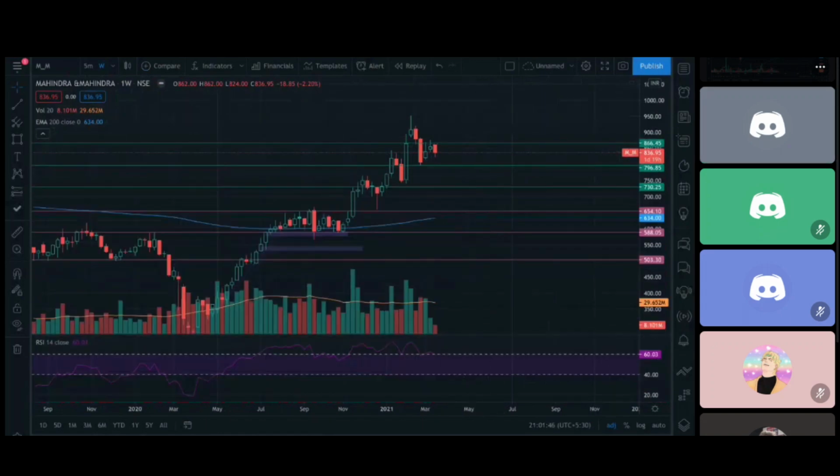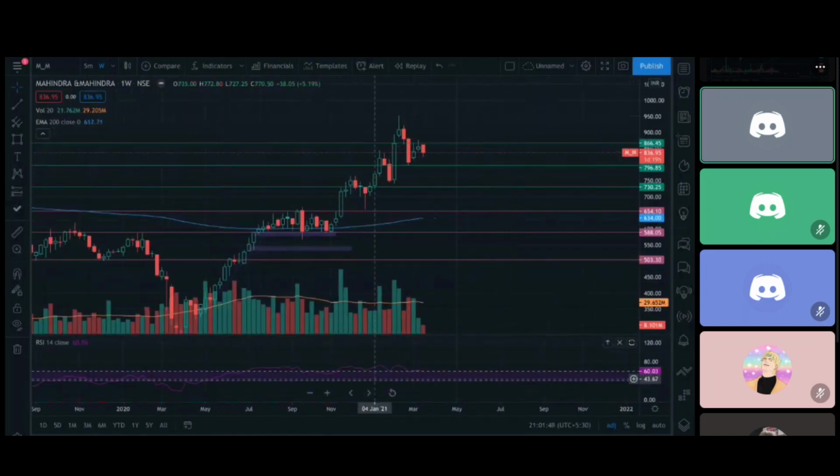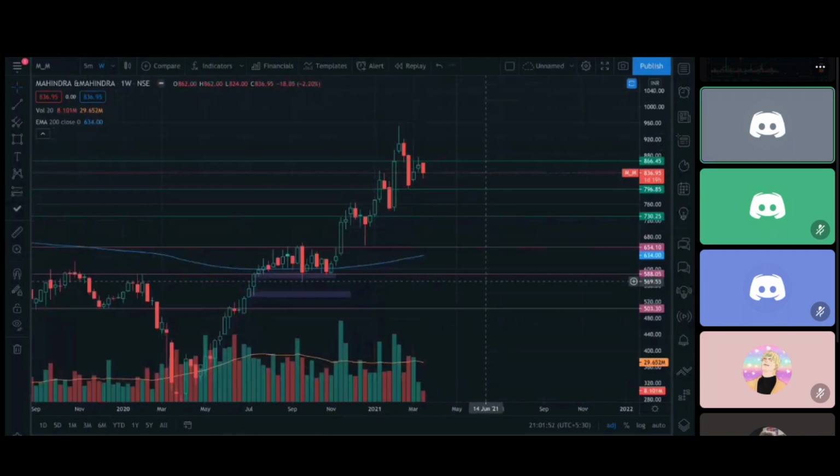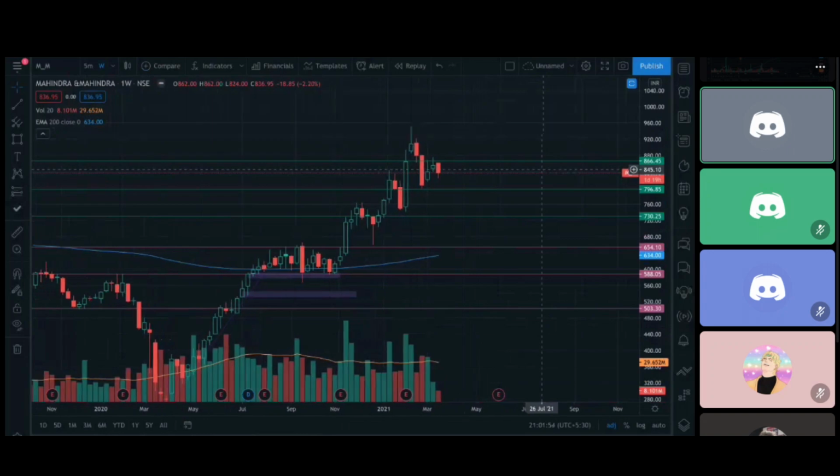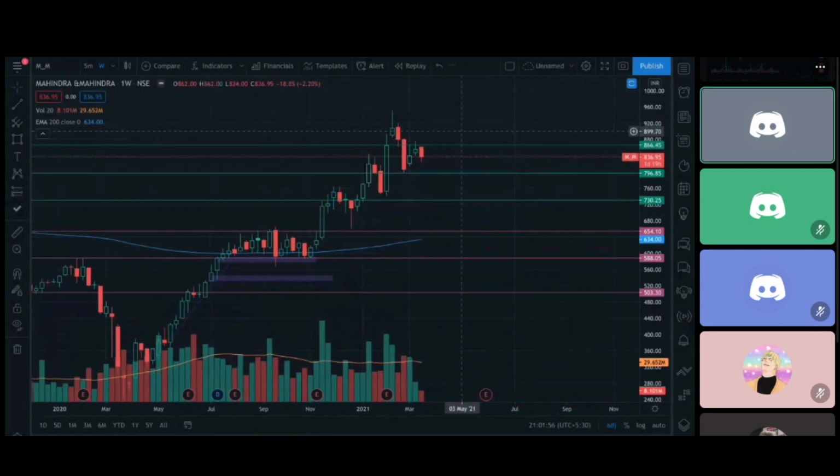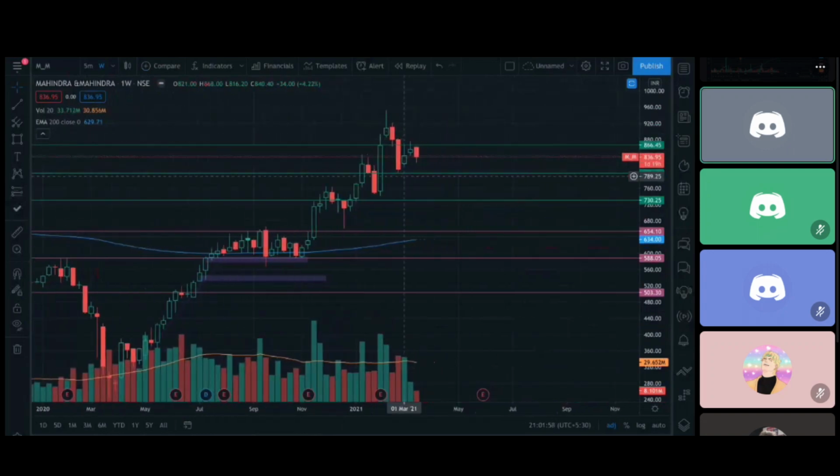Talking about RSI, it is still supportive, stagnating above 60, with still some bullish signs. So overall, I won't short Mahindra right away. I might short if it tests this level, but not right now.